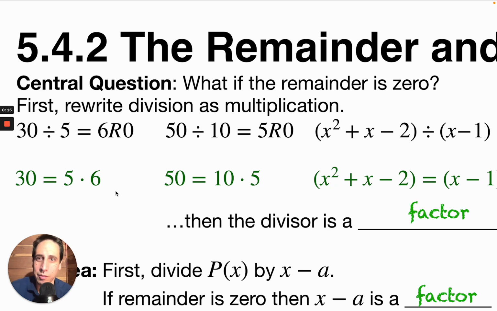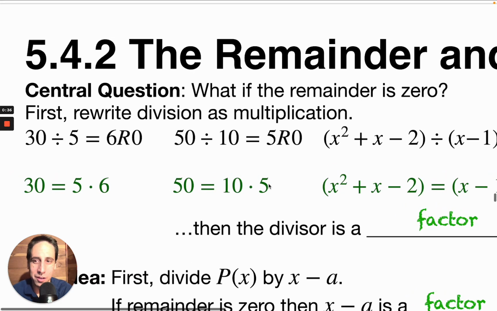And so I guess what we should really do is practice one of the skills that we had from last class, that's rewriting division as multiplication. We all know that 30 divided by 5 is 6 with no remainder, but if you rewrite it as multiplication, it's 30 equals 5 times 6. And then 50 divided by 10 is 5, remainder 0. That's 50 is equal to 10 times 5. That's to talk about it in a real concrete way.